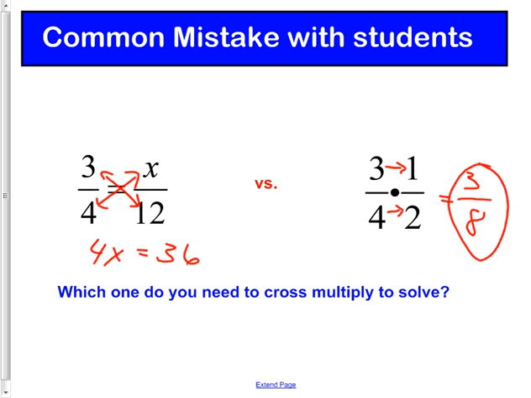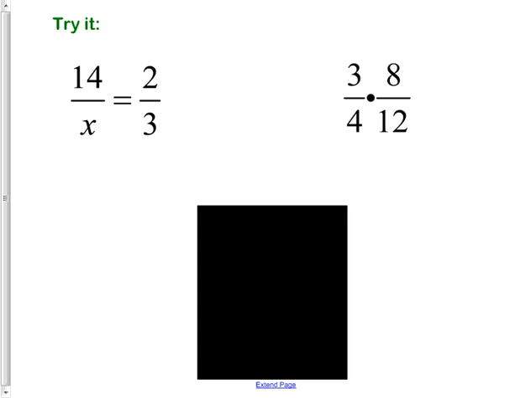Okay. So just be careful. You can't just go cross multiplying everything that has two fractions in it. If it has two fractions with an equals, that's when you cross multiply. All right. I'd like you to try both of these and give me the right answers for them on your paper.